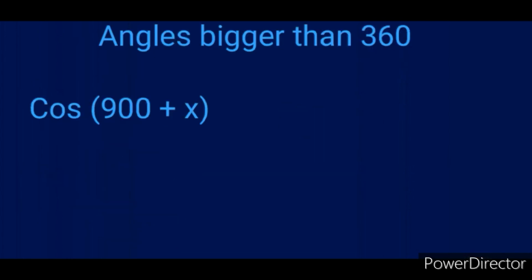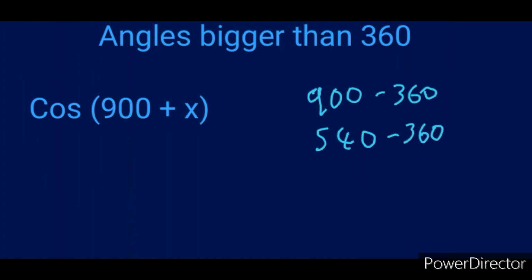Alright, here is another example. In this particular case, we've got cos 900 plus x. So we've got an angle that is bigger than 360. Every time we've got an angle that is bigger than 360, we just have to minus 360 until we get something familiar. So if we minus 360 from 900, we're going to have 540. And it's still bigger than 360. So what we do from here, we have to minus 360 again.